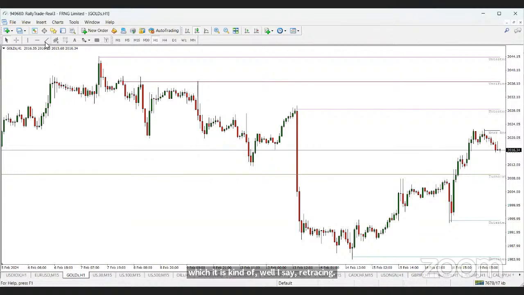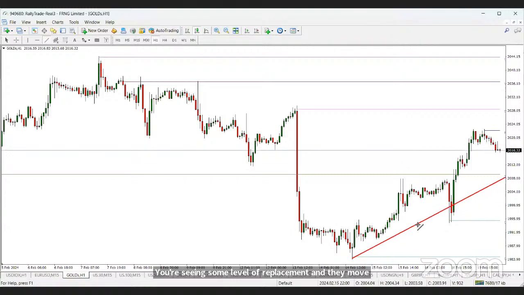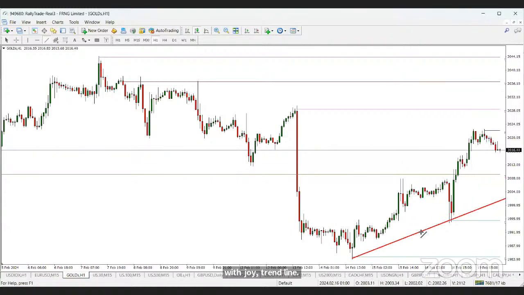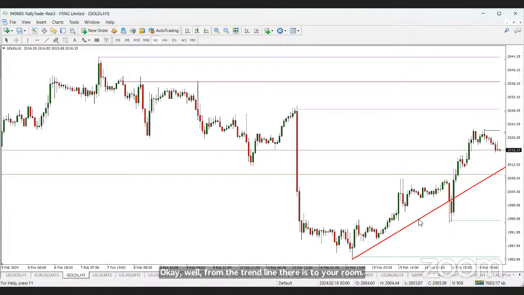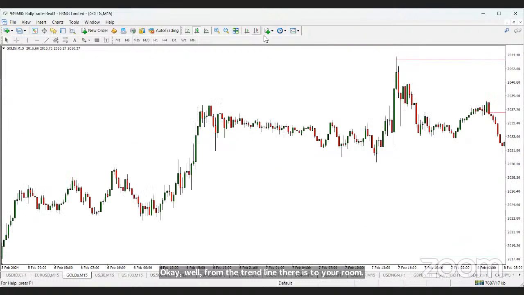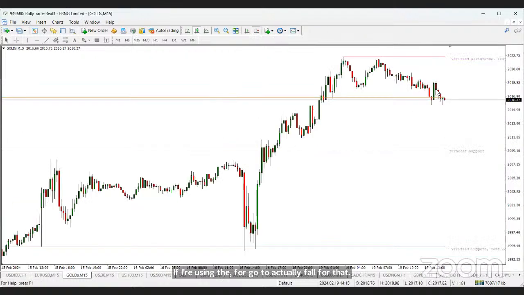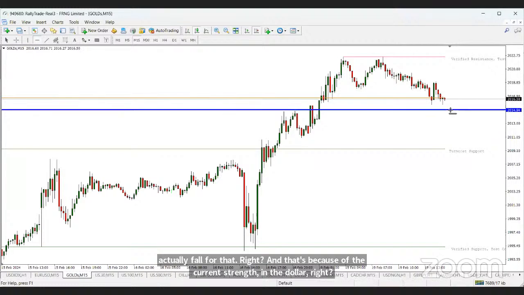And then if we draw a trend line, okay, well, from the trend line, there's still room. If we're using the trend line, whatever trend we're using, there's still room for gold to actually fall further, right? And that's because of the current strength in the dollar, right? So if you're looking at gold, I can actually have gold sell from here.